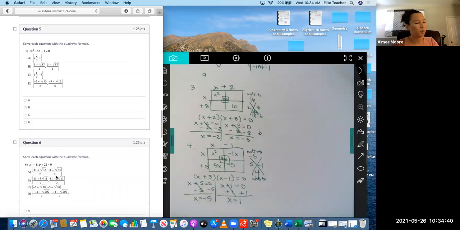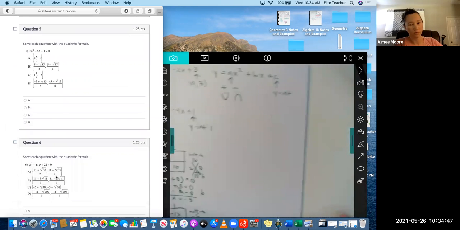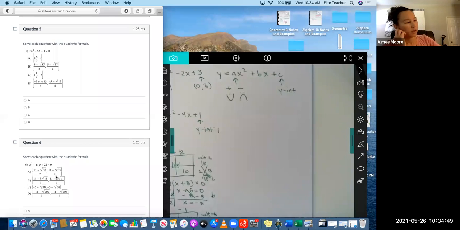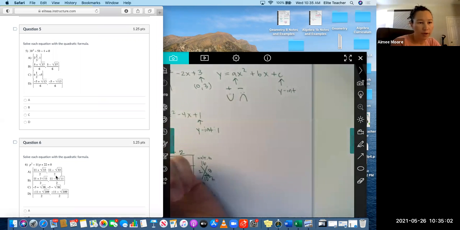Okay, now we're going to do some quadratic formula. And remember, all of this is in your notes too. The notes are great to study before your final. And that's technically your assignment for today, is to just study for your final.